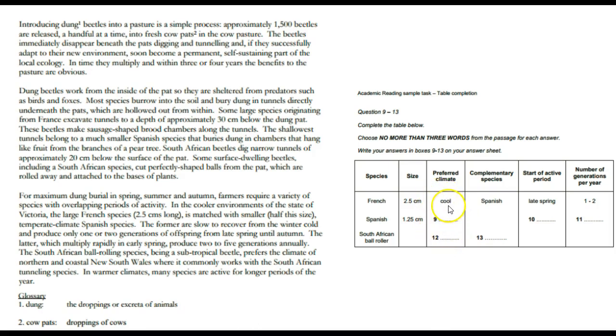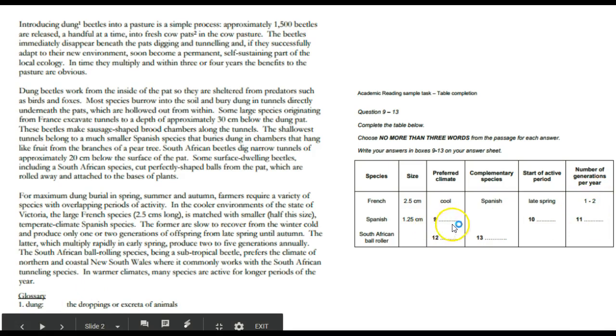For example, here we have cool climate. So here it's going to be something about climate or a type of climate. Here we have Spanish. That's also going to be a nationality. Here we have late spring, which is a time. We're also going to have a time here. Here we have numbers, 1 to 2. We're also going to have numbers here.